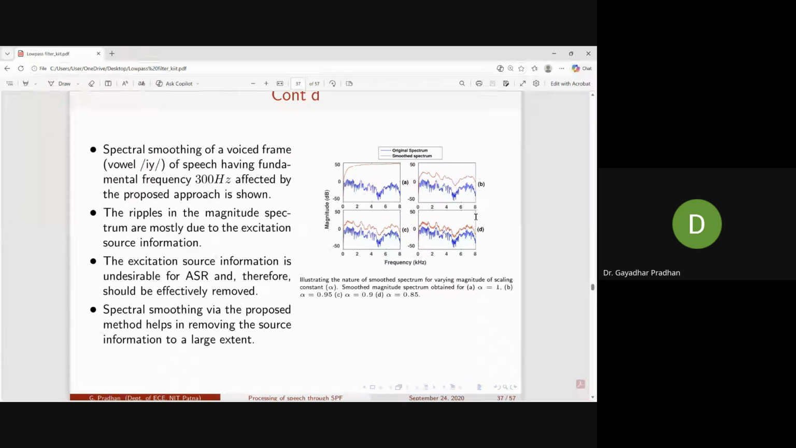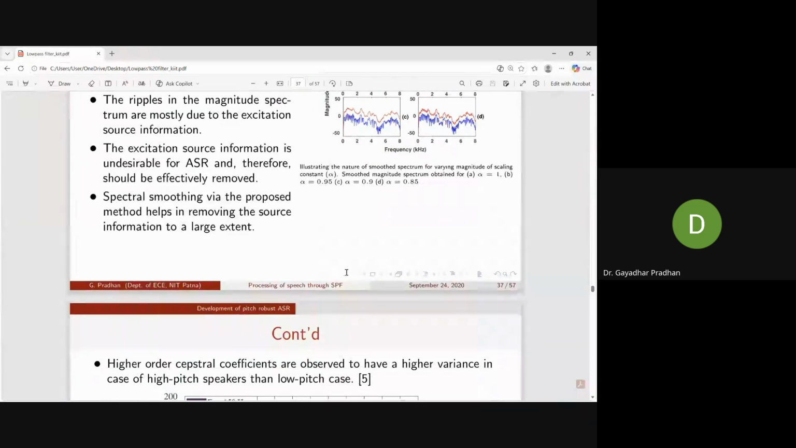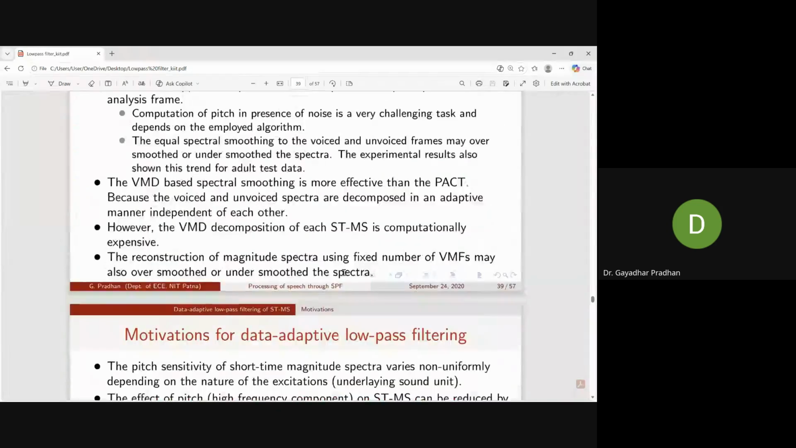At the high frequency, the amplitude is high. So what do I have to do? I have to remove the pitch from the vowels. So I have to consider the amplitude at this point, the low frequency region. So I'll design a filter to do such things.